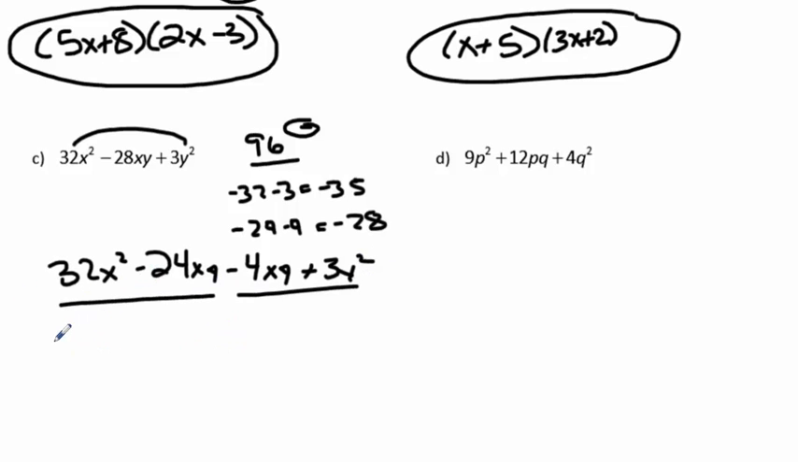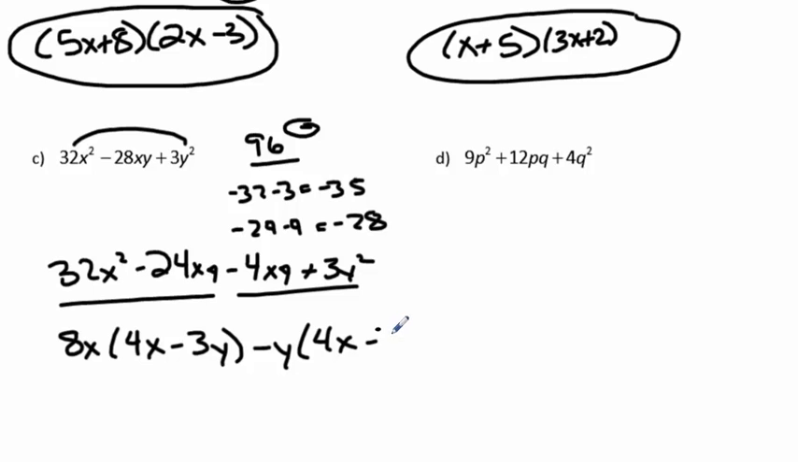32 and 24 can both be divided by 8, and they share an x. So that'll leave us with 4x minus 3y. In the second group, the first term's negative, so factor out a negative, and they only share a y. So when you divide the negative and the y out, I'm left with positive 4x. Positive divided by negative is negative 3. One of the y's is gone, so there's still one left. 4x minus 3y is in common, so we're going to get 4x minus 3y times 8x minus y.